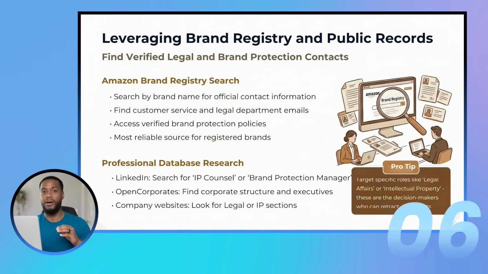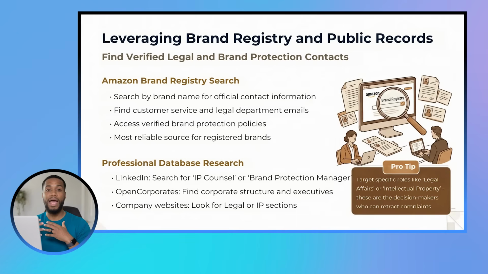Now let's talk about how to find that hidden contact info. If the email in the notification is generic, you need to dig deeper. Check the USPTO database for the trademark correspondence address. That doesn't work if you just search the brand name, you need the exact registration number. Look at the brand's official website for their legal or contact us department to find a real human.